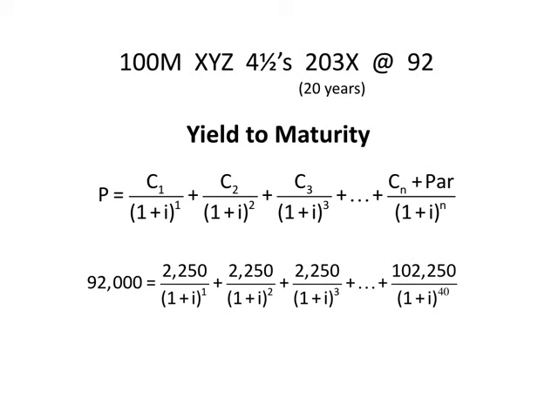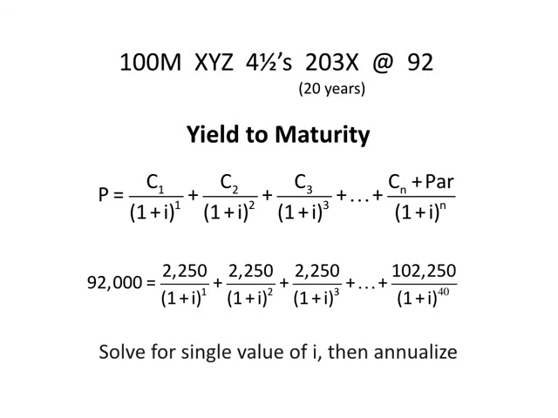Yield to maturity is computed by solving for the single value of I, the single discount rate that causes the present value of the future cash flows to equal the price. That rate, sometimes called a periodic rate, would be annualized by multiplying by the number of compounding periods per year.